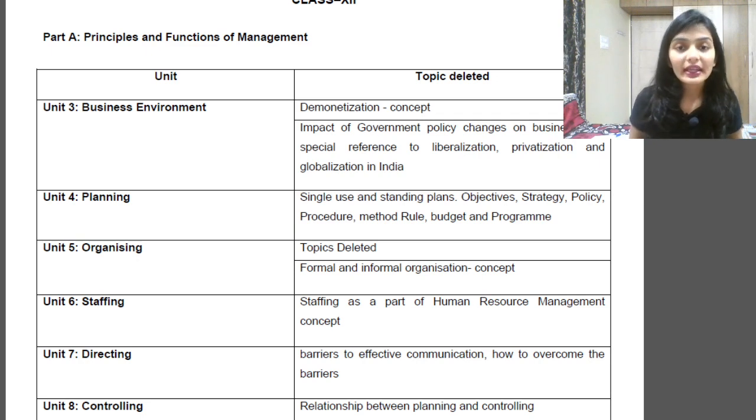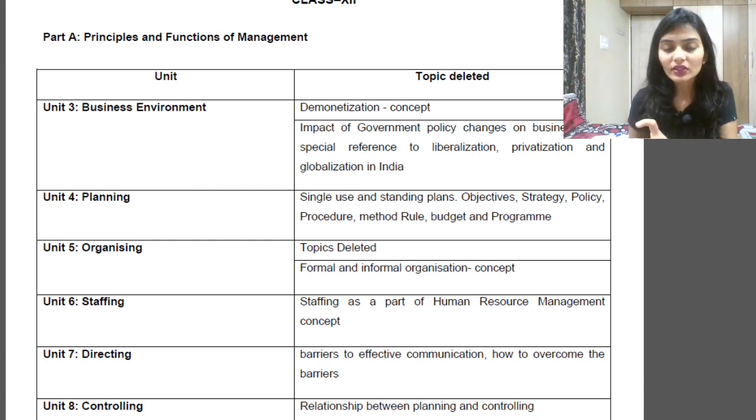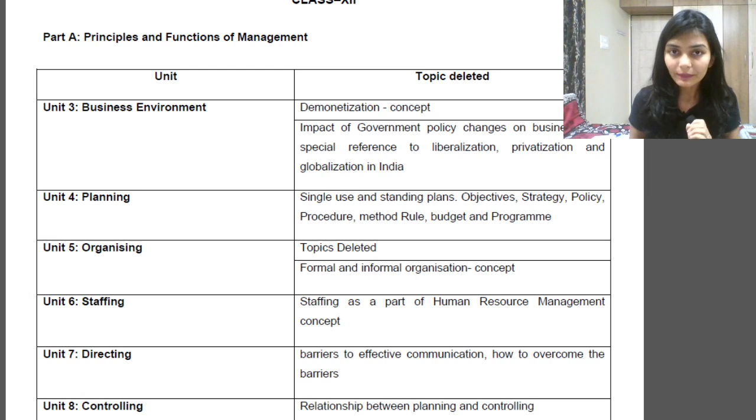Then when you come to directing, the next chapter, the barriers to effective communication segment and how to overcome these barriers, both of these topics are deleted for you. You don't have to do them. And in controlling, there is one segment called relationship between planning and controlling. That is no more existing now. That is deleted, and that is all for your part A of the book.